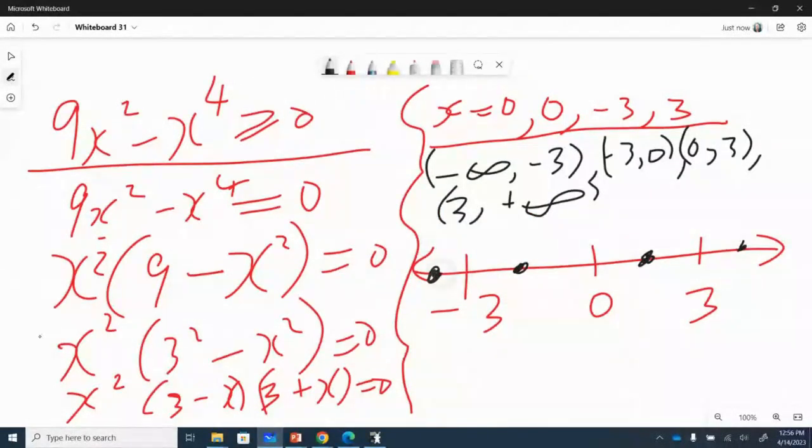And I picked a point in the leftmost interval. We'll pick the point here. And I want this point to be -4. I want this point to be -2. I want this point to be 2. I want this point to be 4.